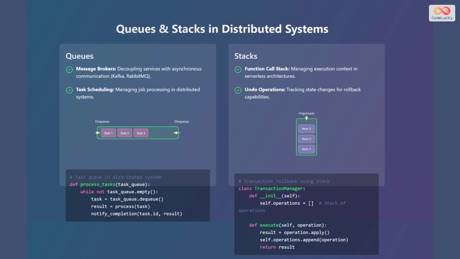Next, we will explore the applications of queues and stacks in distributed systems. Queues are used in message brokers for decoupling services with asynchronous communication, such as with Kafka or RabbitMQ. Queues are also used in task scheduling for managing job processing in distributed systems. Here is the visual representation of a queue. Here is the Python code for a task queue in a distributed system.